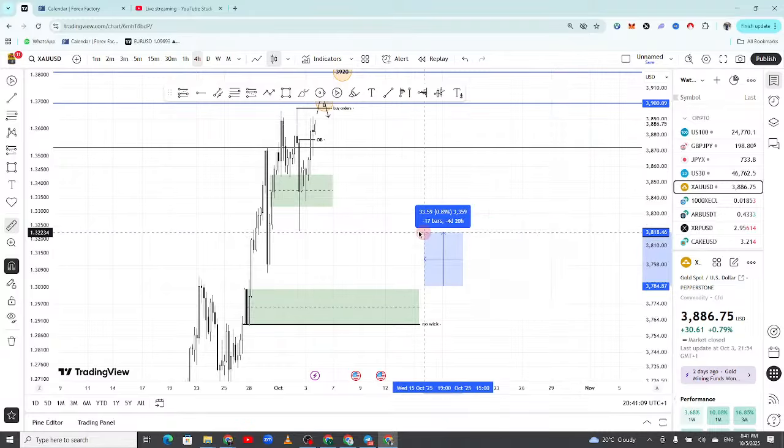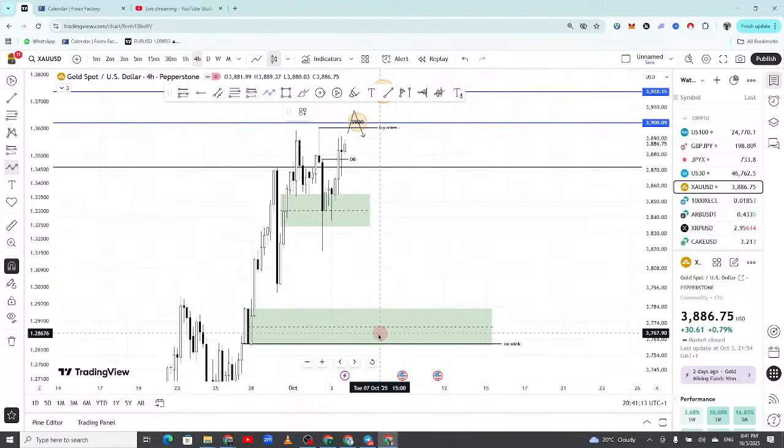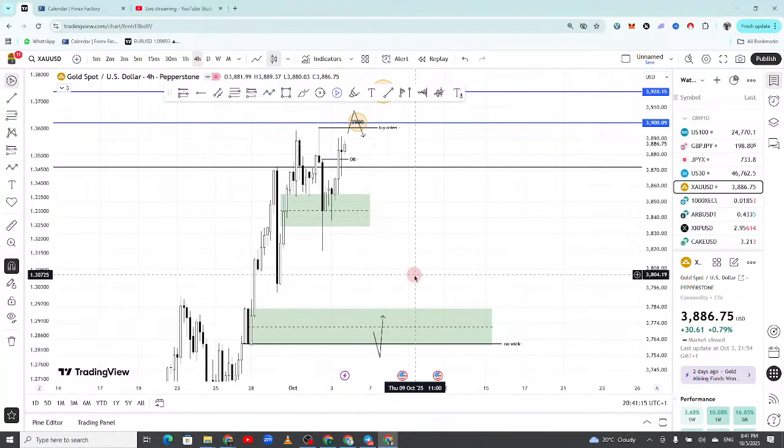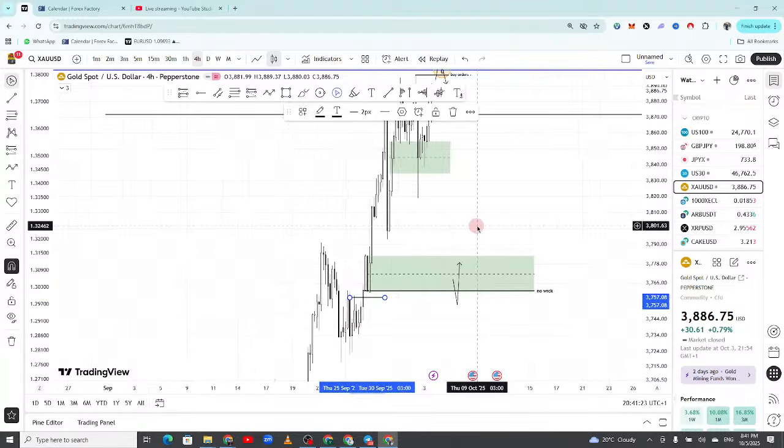All right. So that's my view on gold. Then price trades down like that, and then maybe we'll have a short buy from there as a reaction, probably to this other block here. Yes. Then we can have price pushing back up from that point.